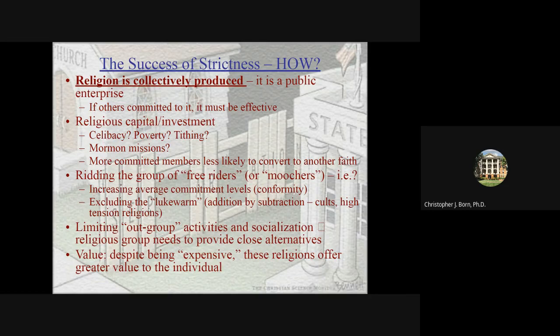So what all of this is trying to do by making this strict is ridding the group of moochers, or what are technically called free riders. You're saying you're either in or you're out. You're excluding the lukewarm members, so you're doing addition by subtraction, and it heightens the average level of commitment.